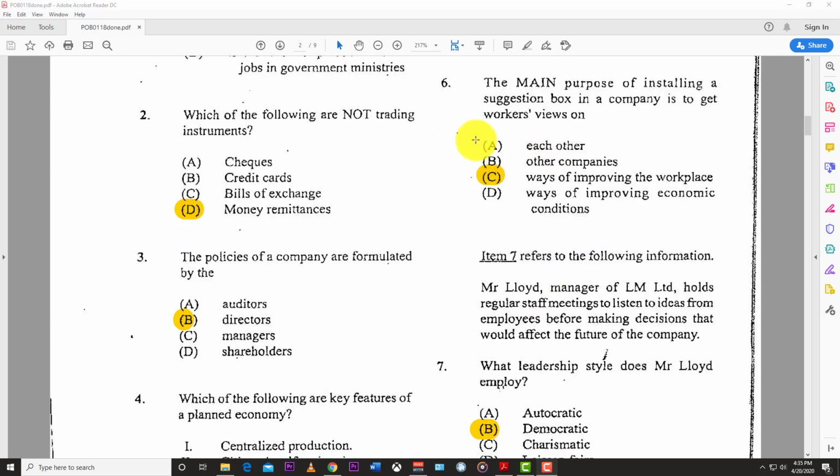Number 6, the main purpose of installing a suggestion box in a company is to get workers' views on. And the best answer here is C, ways of improving the workplace.